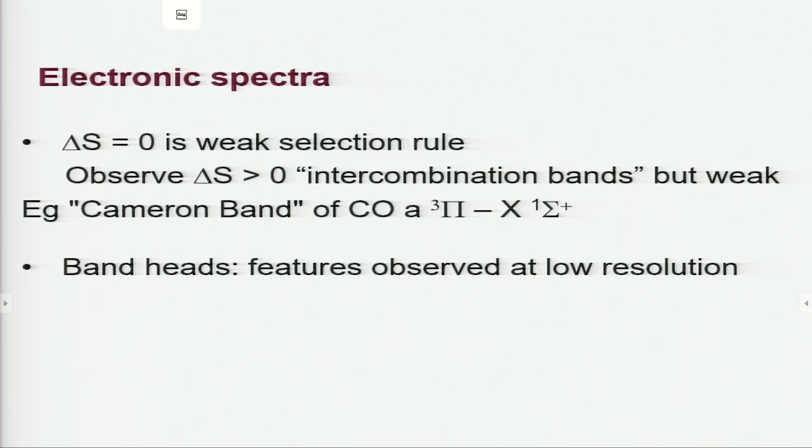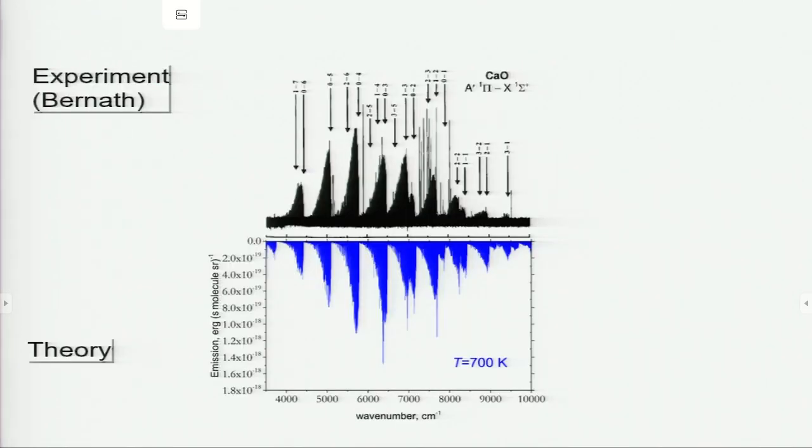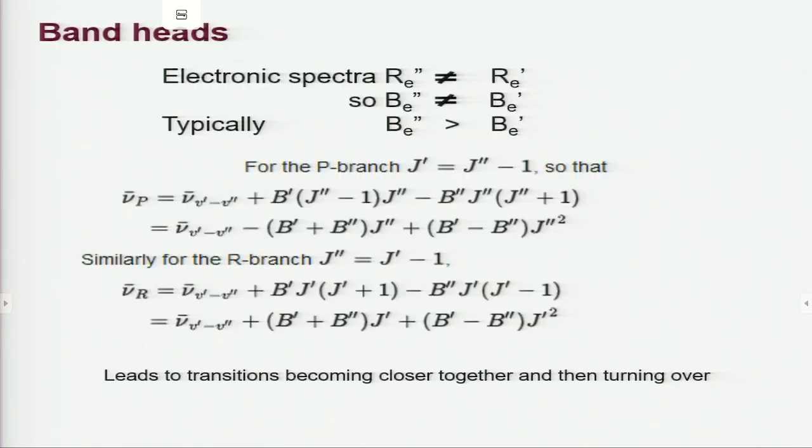If you look at low resolution, you might just see a spectrum like that. Basically, all you see is the band heads. That's quite a standard feature. So we need to understand where the band heads come from. And they come from the rotational structure.